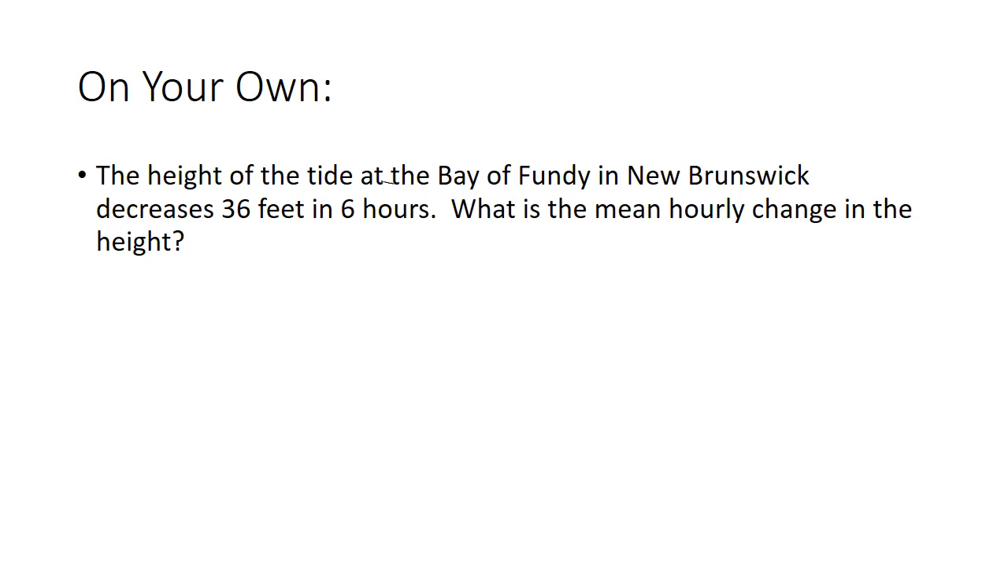So here we don't have an initial height and we don't have a final height, but what we do have is that it decreased by 36 feet. So we can represent that decrease of 36 feet with a negative 36. Now the elapsed time in this case would be the 6 hours that it changed. So we're taking this negative 36, dividing it by 6, and we're going to get an answer of negative 6. So what does this mean? Well, in the context of this situation, our mean hourly change is going to be negative 6. So that means over the course of 6 hours, every hour, the tide is going to be going down by 6 feet.